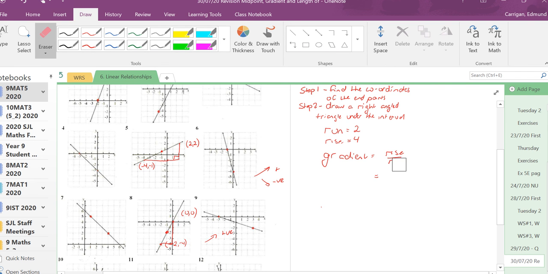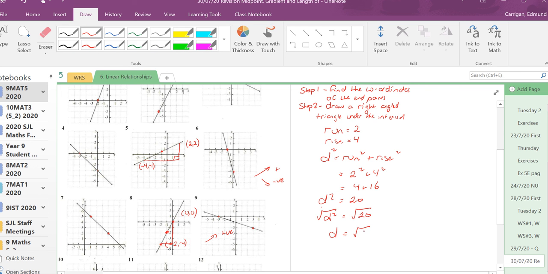And looking at our last one, length. The length, or D for length. So the length is equal to distance. Length is equal to the run distance squared using Pythagoras, run squared plus rise squared, equals 2 squared plus 4 squared equals 4 plus 16. So once again we have D squared equals 20. Square root of D squared is equal to the square root of 20, doing the same to both sides. Square root of D squared is D, so D is equal to the square root of 20, and once again you may put that in your calculator.